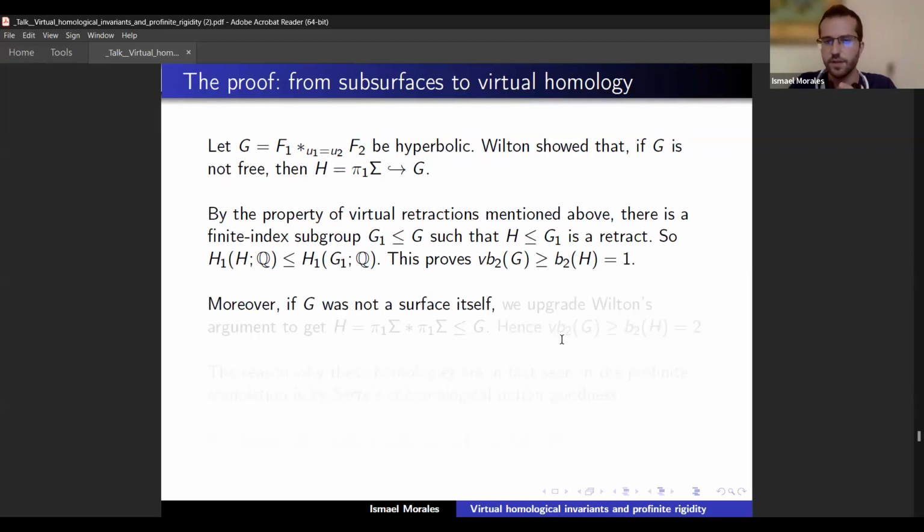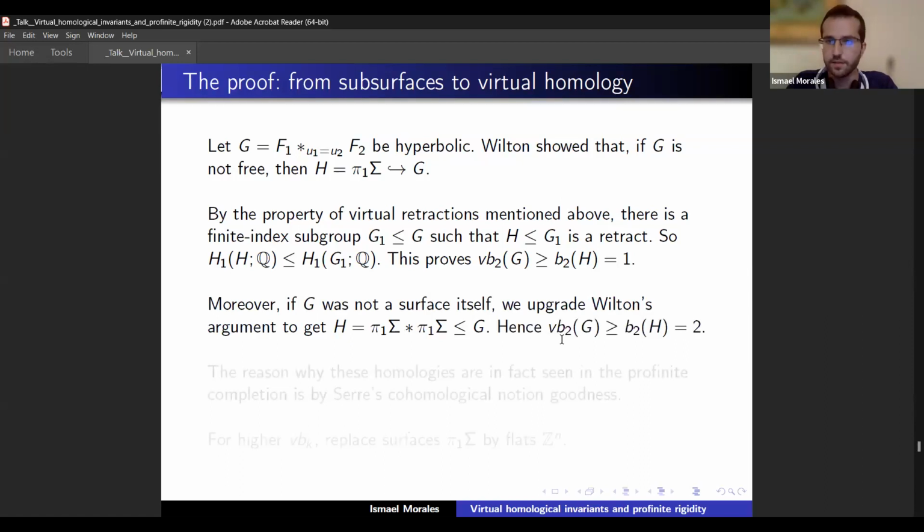The strategy when G is not a surface is to upgrade the argument of Wilton to get free products of surfaces inside. If we get a free product of 2 surfaces, then by the same argument, we get the virtual second Betti number is at least 2. The second Betti number of the free product of 2 surfaces, right? And you can do this for more free products of surfaces.